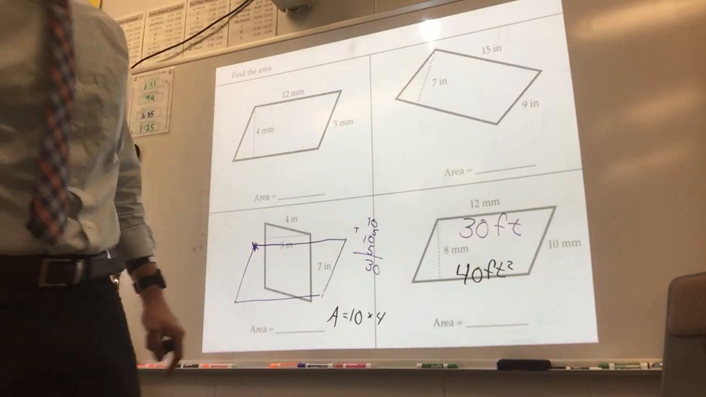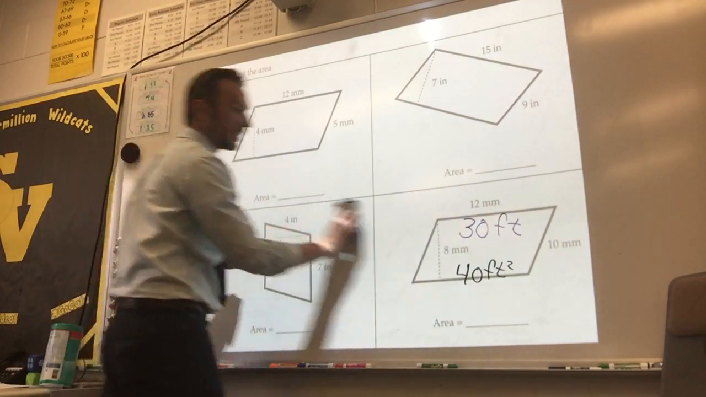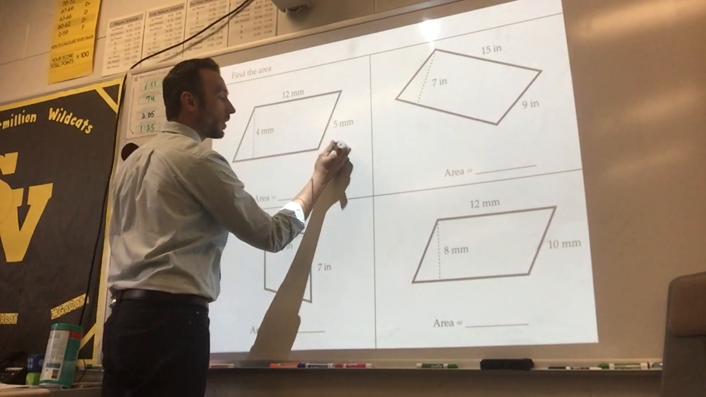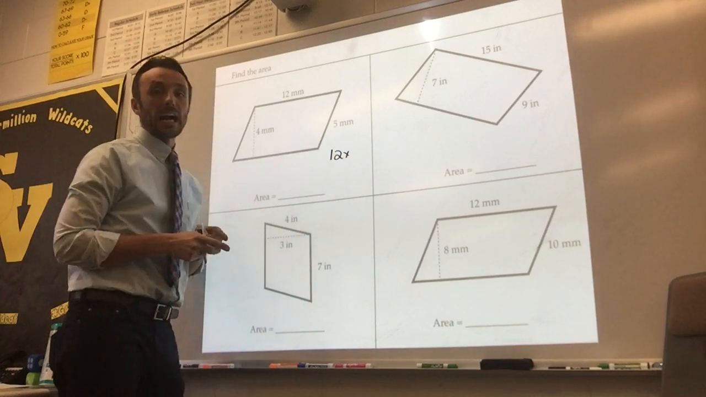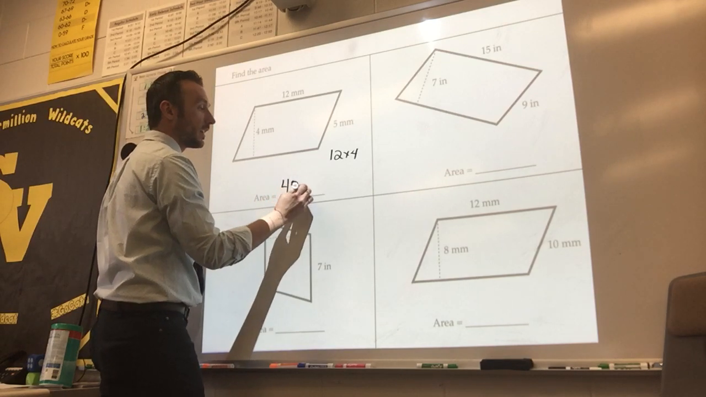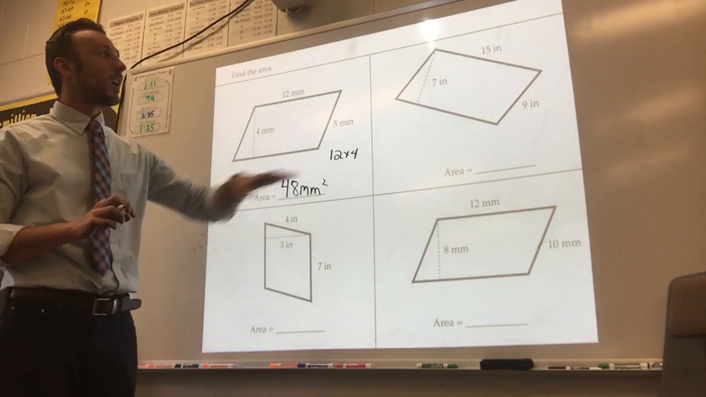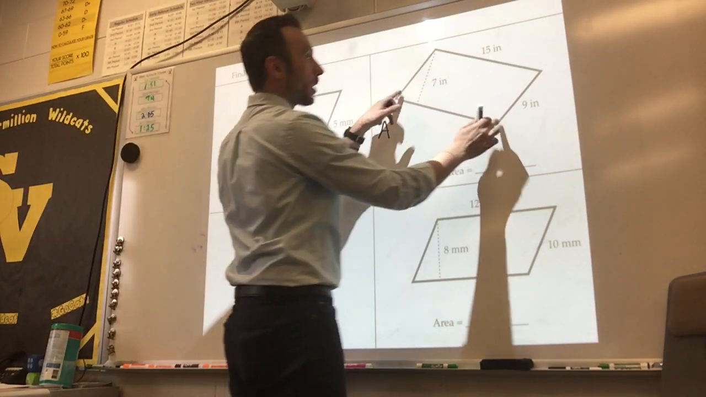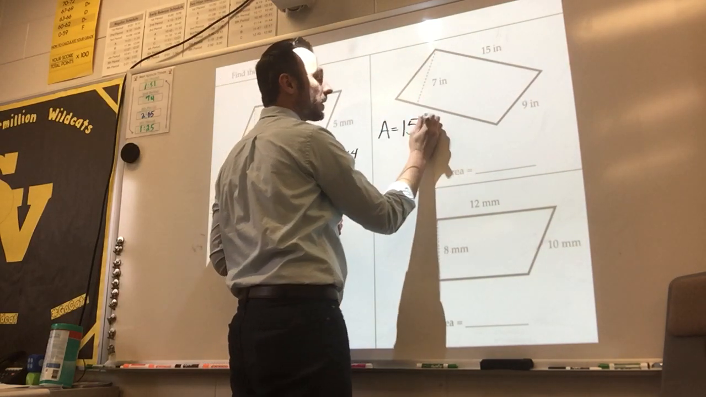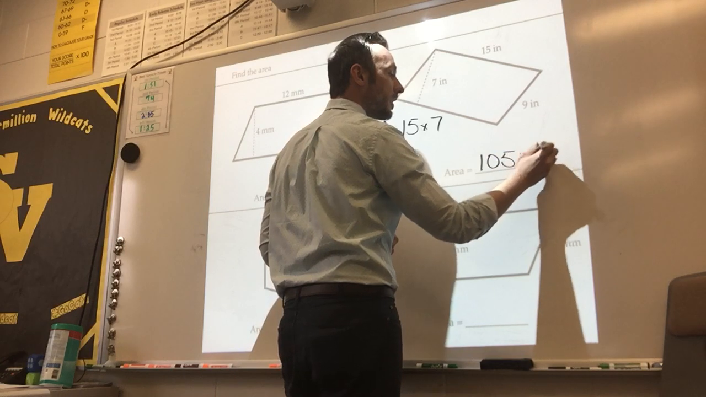Let's do a few more examples. So if I look here, it says find the area of each one of these parallelograms. What's the base? Base is 12. What's the height? Height is straight up and down. That height is 4. This has an area of 48 millimeters squared, not inches. All right. Over here, what's our base? Our base is 15. What's our height? Straight up and down is 7. What's our area? That'd be 105 inches squared.